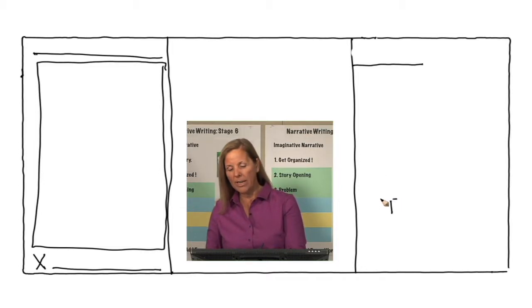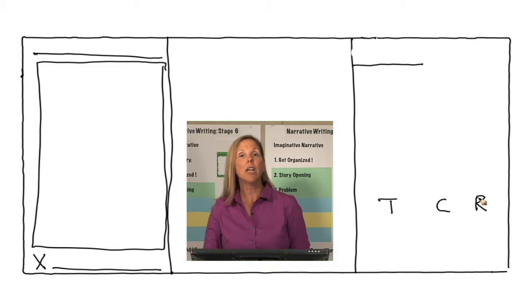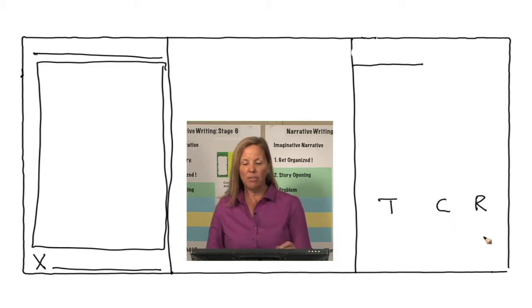And then all the way at the bottom, we'll have TCR. That's going to be our secret formula we use for our theme or the message of the story, which is transition, character, reflection. We've labeled our organizer. Now we're ready to start planning our story.